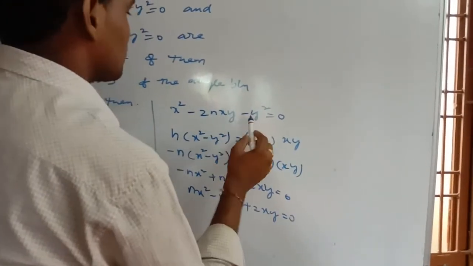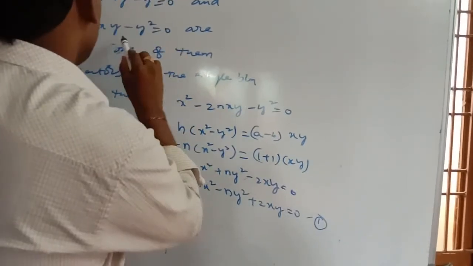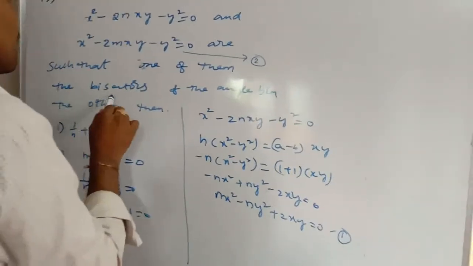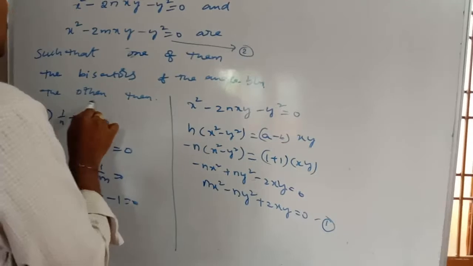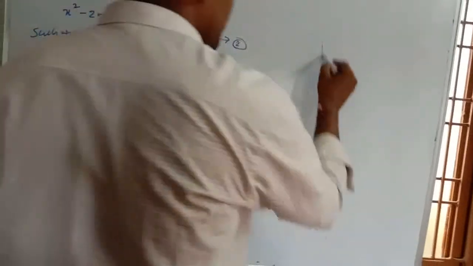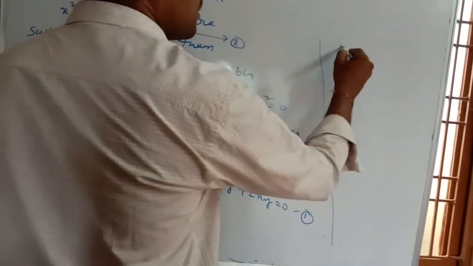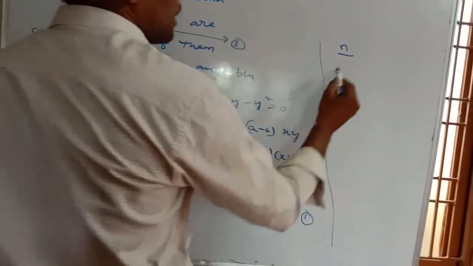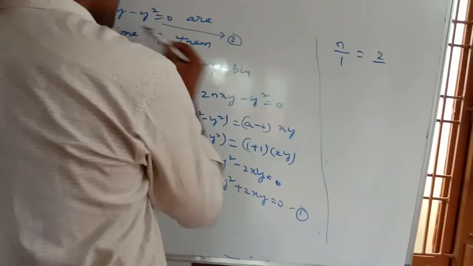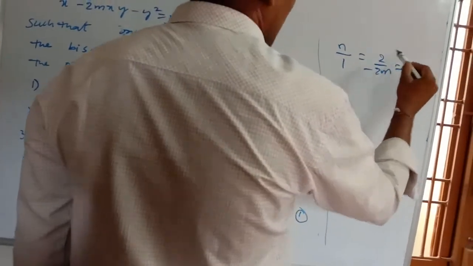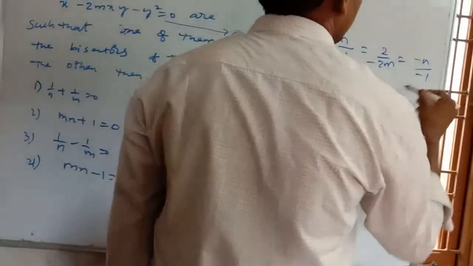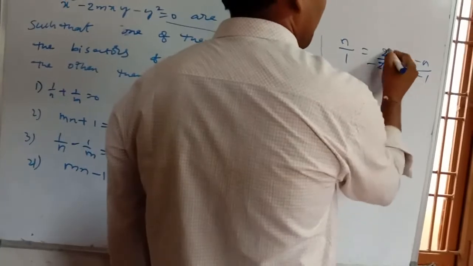Now this is the first one, and the second pair of lines is 2. Now 1 and 2 represent the pair of lines, where one is the bisector of the other pair. That means the x square coefficient is n by the x square coefficient 1, is equal to the xy coefficient 2 by the xy coefficient minus 2m, is equal to the y square coefficient minus n by the y square coefficient minus 1. Now 2 is cancelled.